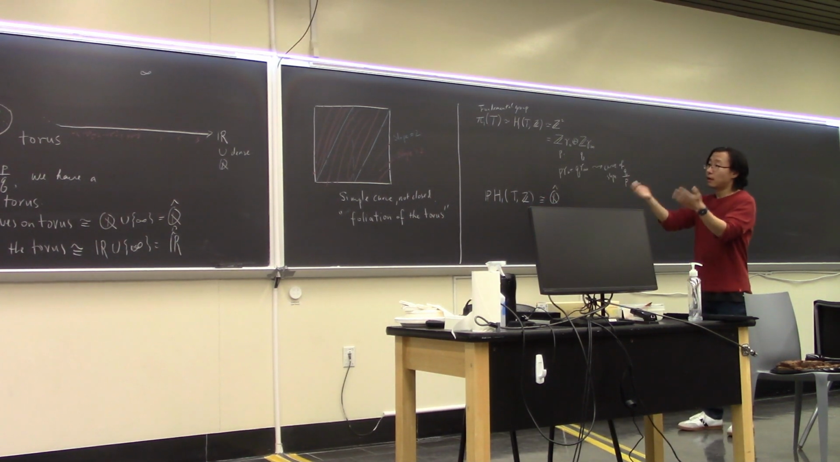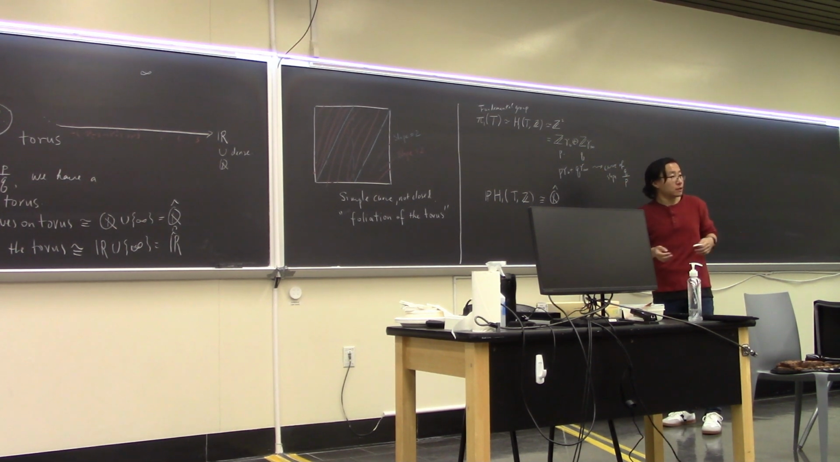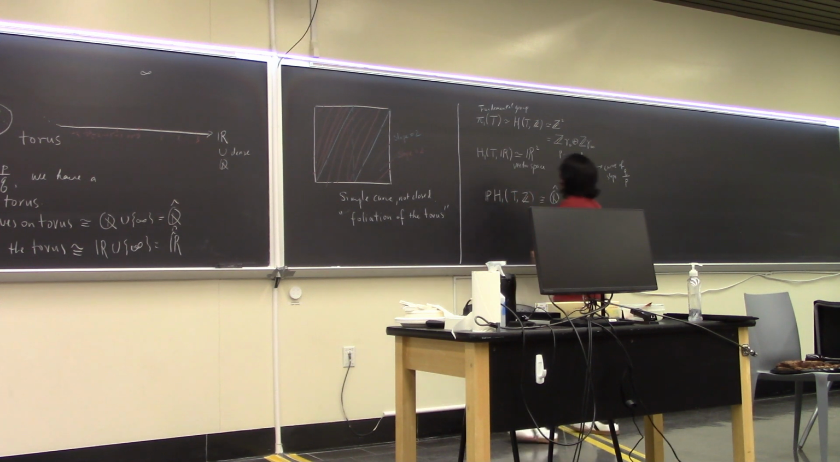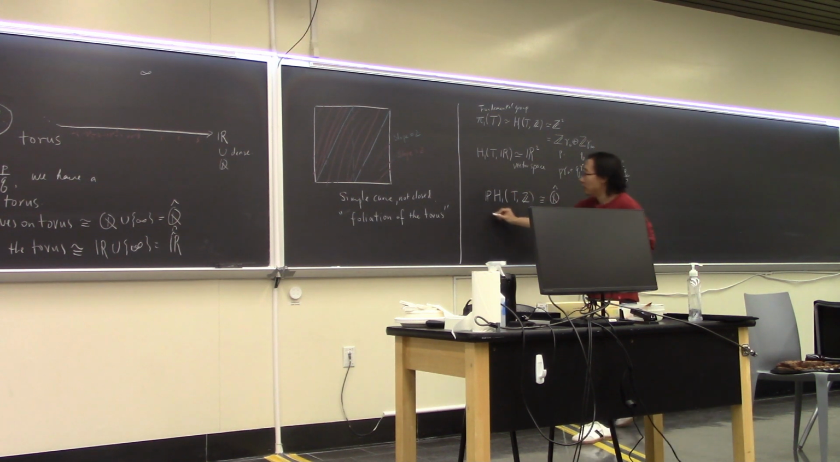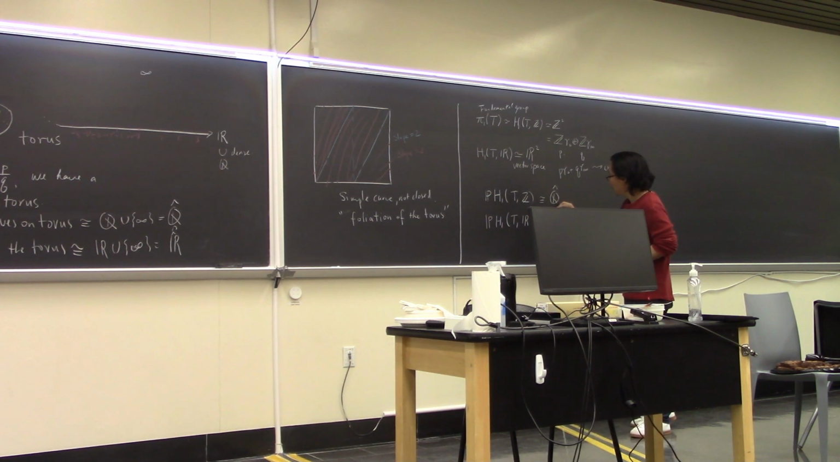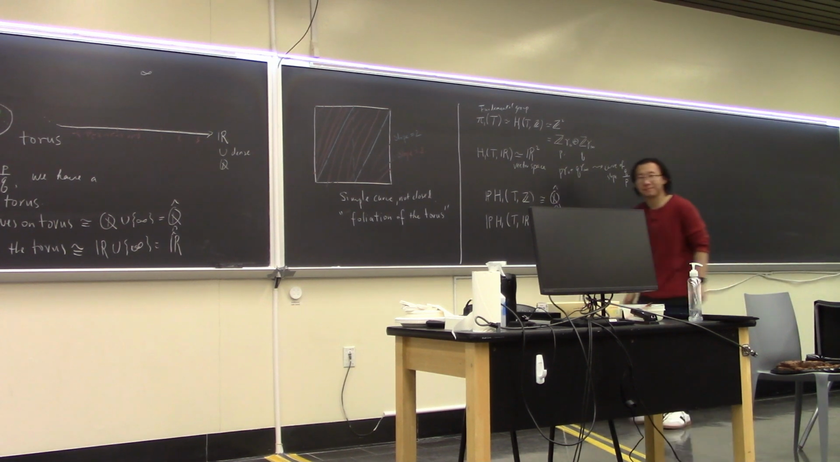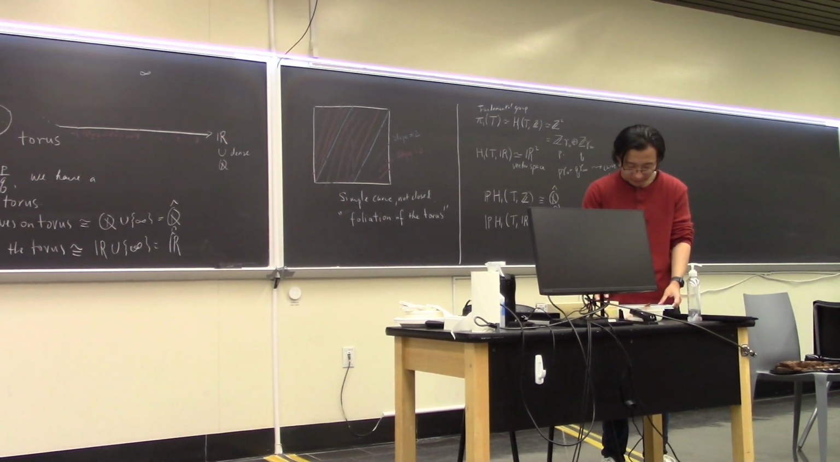And the process of taking completion is merely replacing integer coefficients here with real coefficients. So instead of looking at this group, you're looking at H1 of R. This is a vector space. Again, it has a basis called gamma zero, gamma infinity. And the projectivization of the first homology group is that thing. Okay, so this is a slightly abstract nonsense point of view.